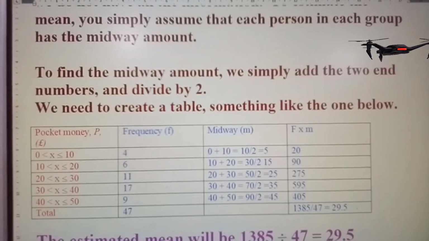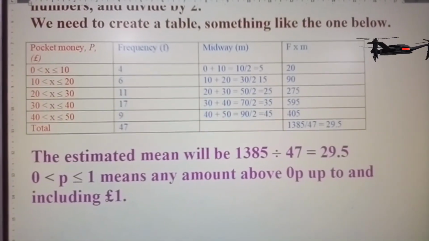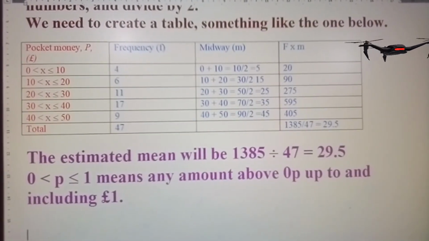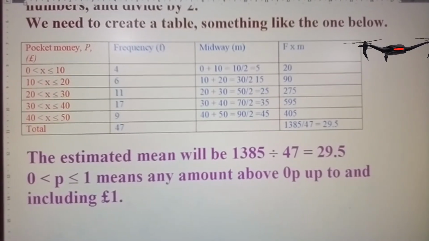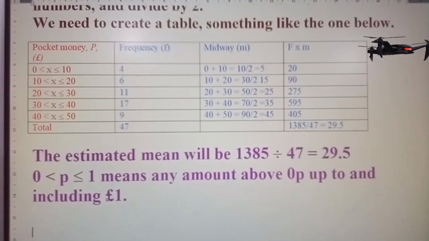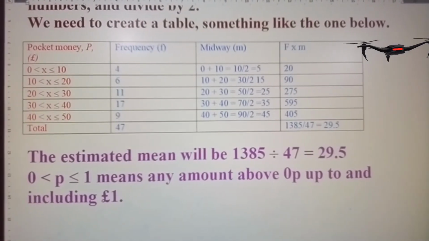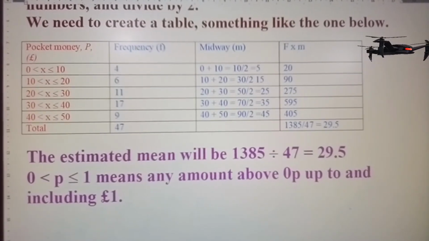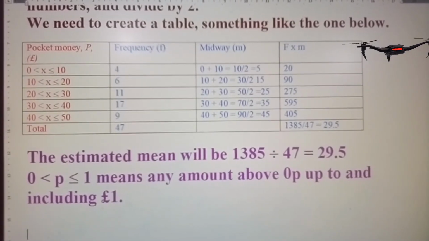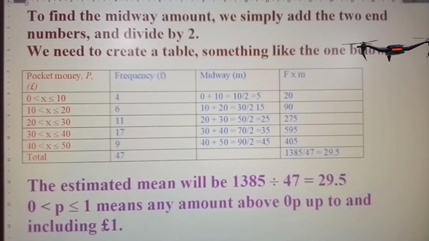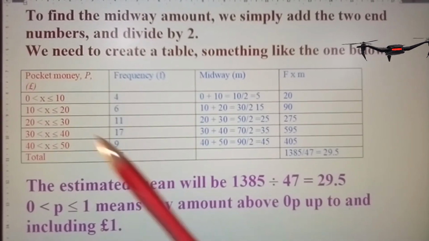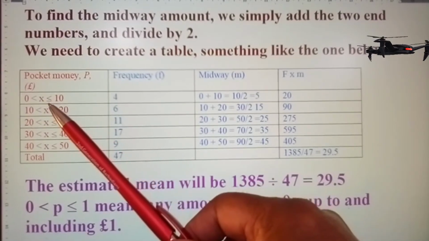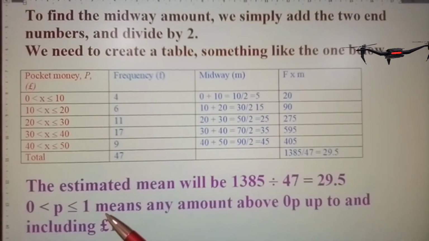Okay, so we then divide that 1385 by 47, which equals 29.5 pounds. So on average, our students get approximately 29 pounds and 50 pence. 0 to 1 means any amount above 0 up to and including £1. Again, same criteria, or in this case it would be any amount above 0 up to and including £10. Okay, if we take this as our reference point in respect of this element.